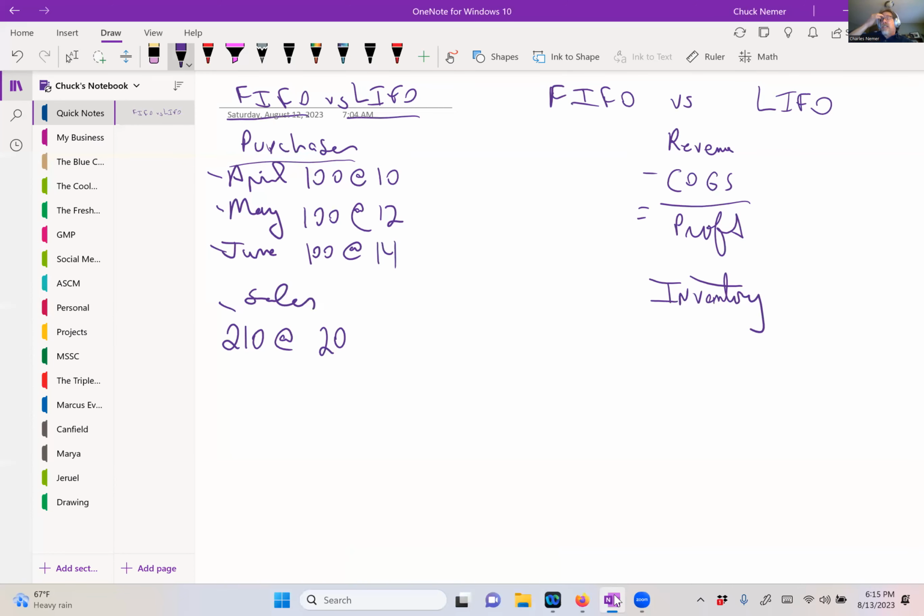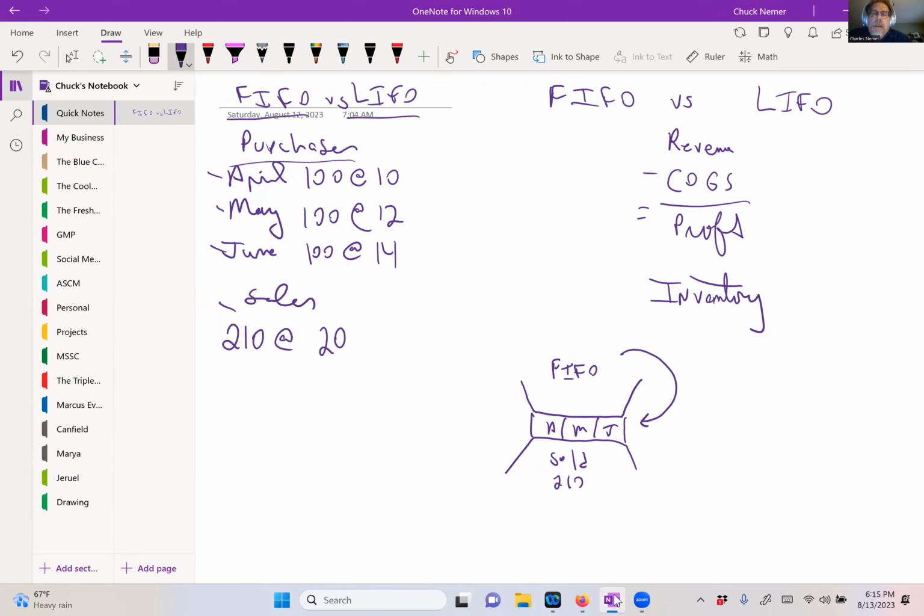And again, this has nothing to do with physical movement as much as the way we are allowed to cost it. So I'm going to draw at the bottom here what looks like a tunnel coming through, and we're going to be thinking first one's in, first one's out, going through it. So we've bought 100 in April, 100 in May, 100 in June, and we've sold 210 of those.